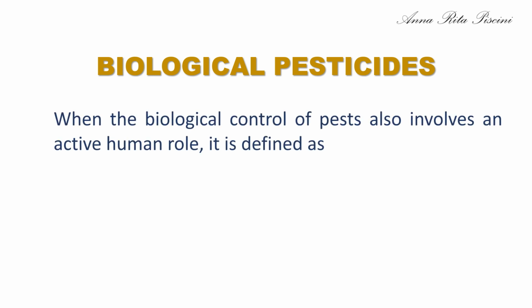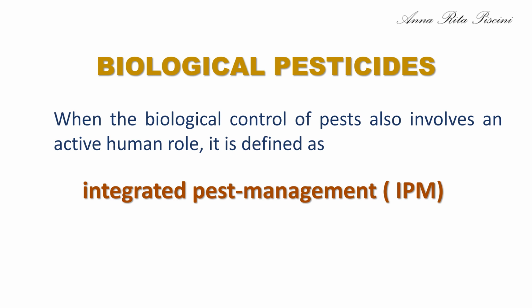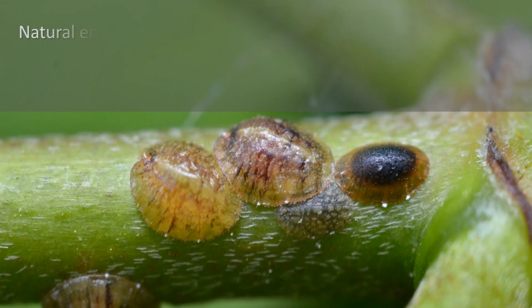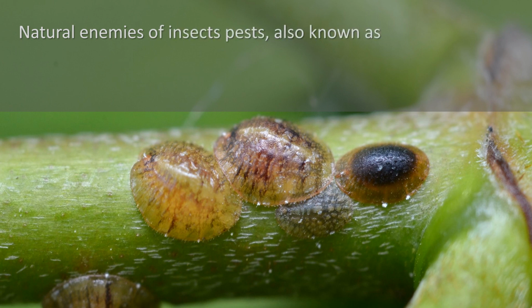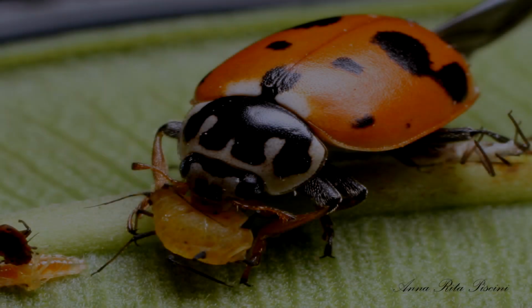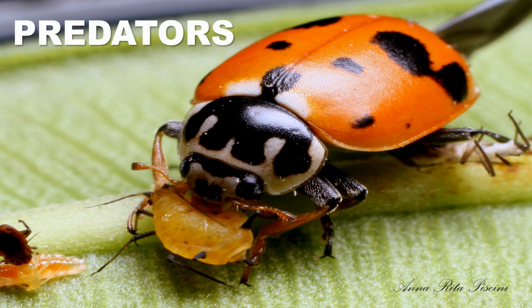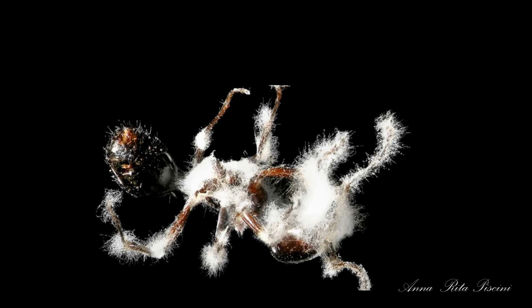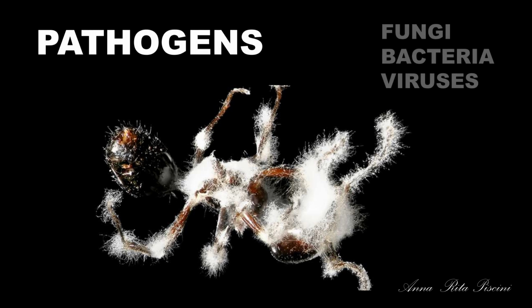When the biological control of pests also involves an active human role, it is defined as Integrated Pest Management, IPM. That is, the use of biological control when possible, chemical control when necessary. Natural enemies of insect pests, also known as biological control agents, include predators, parasitoids, pathogens, fungi, bacteria, and viruses.